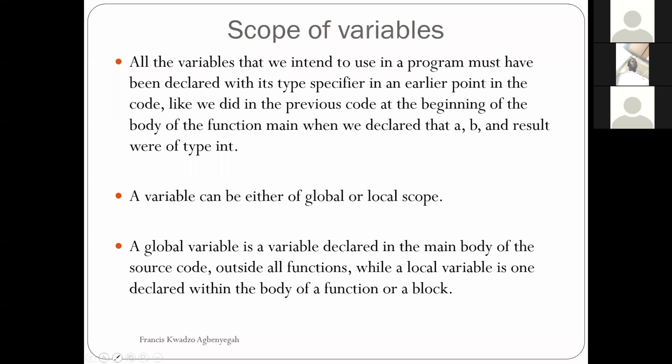When we talk of the scope of a variable, what we mean is where that variable is visible within the portion of the code that we are writing. Your variable can either be of a global scope or of a local scope. A global variable is declared in the main body of the source code, outside of any function. A local variable is defined within the body of a function or a block.